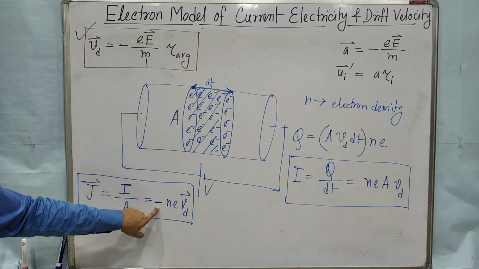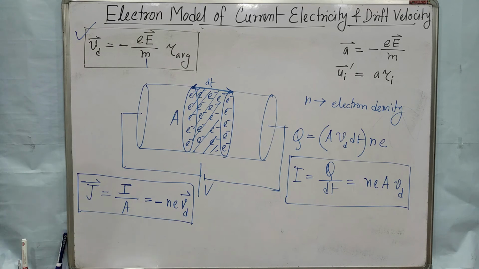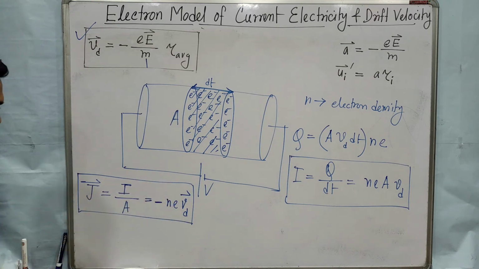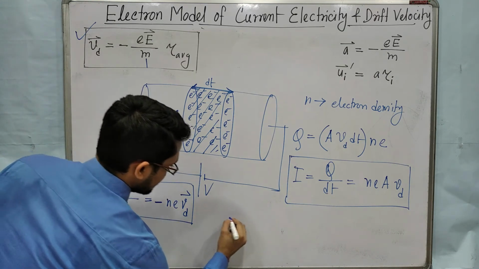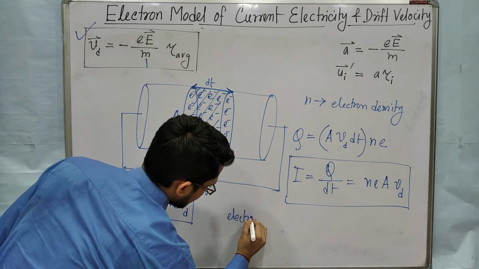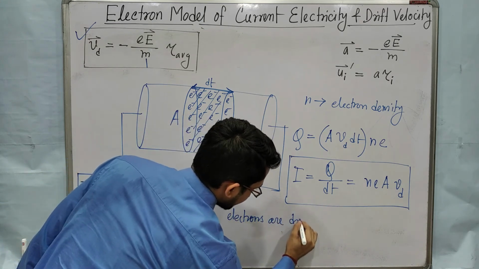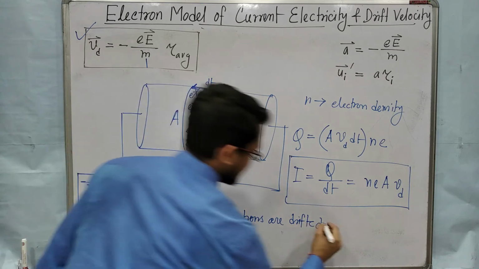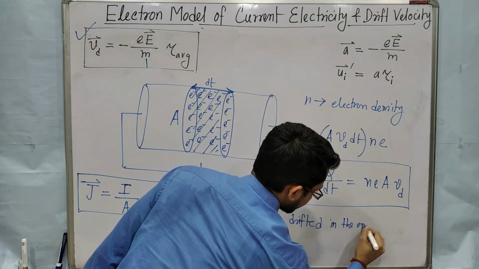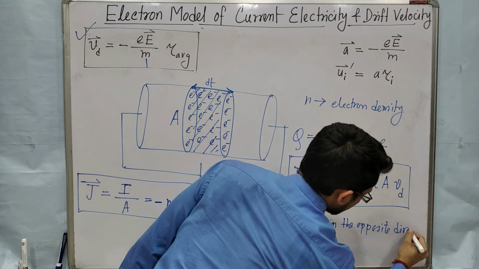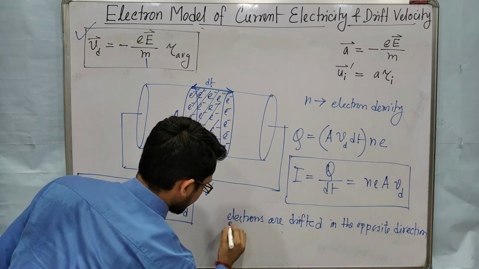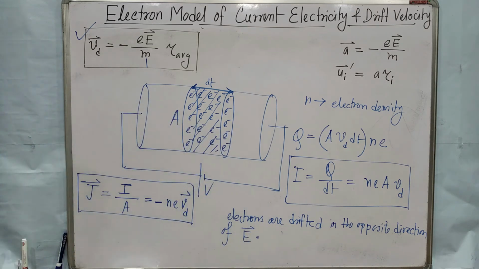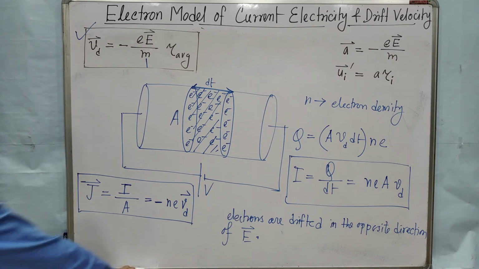Here we have to put the negative sign and give the vector sign on current density and drift velocity. If you look at this relation properly, then you will understand that because of this negative sign, electrons are drifted in the opposite direction of the electric field.